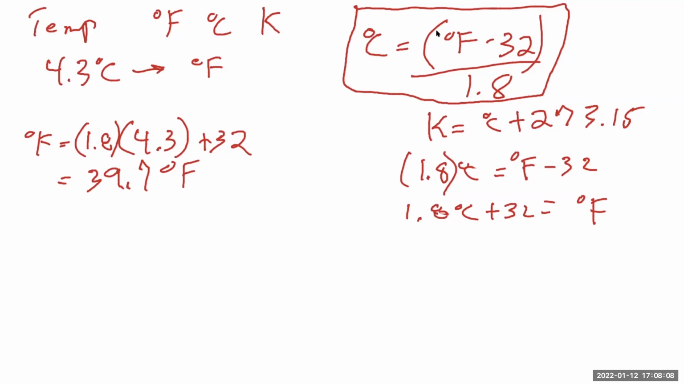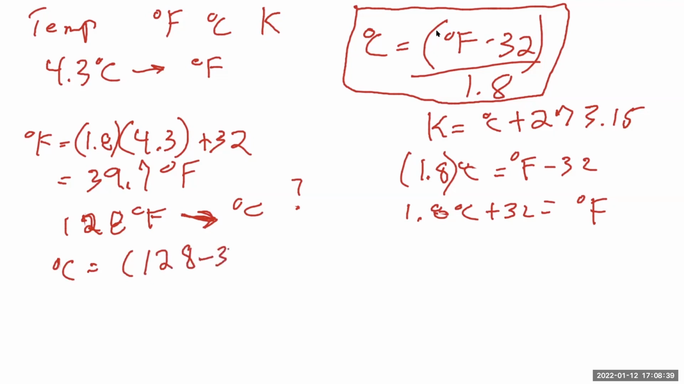Now let's do another one. Let's convert from Fahrenheit into centigrade. Say we're in 29 Palms and it's 128 degrees Fahrenheit. I don't know how much that is in degrees centigrade. So I know my degrees centigrade is equal to my degrees Fahrenheit, which is 128, minus 32, divided by 1.8.